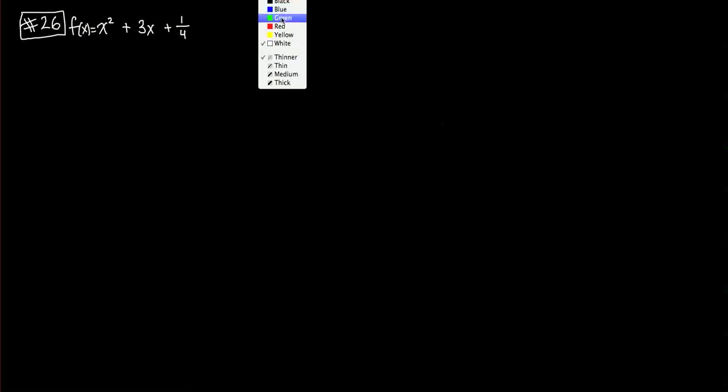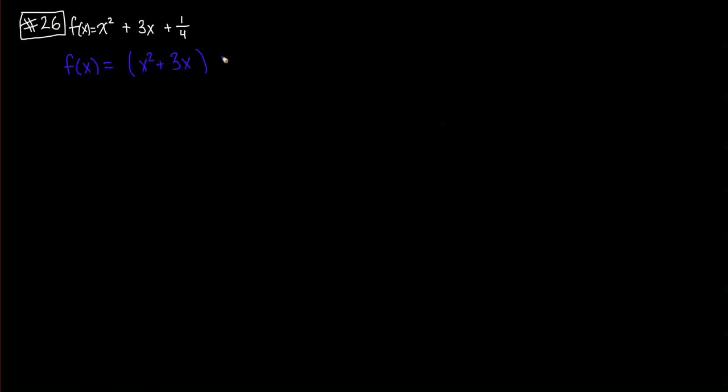Okay, so the first thing we are going to do is take those x values and group them together. So it's going to be x squared plus 3x in the parentheses and 1/4 on the outside there.